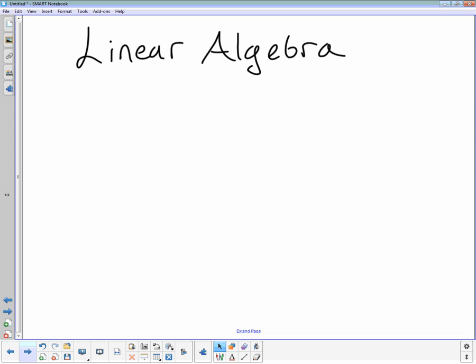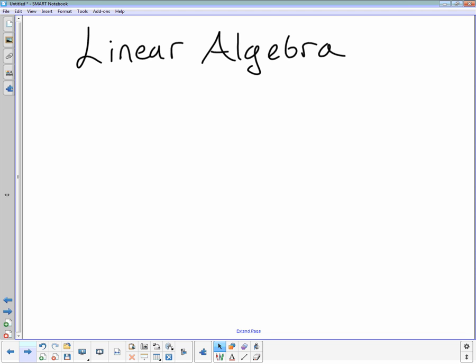Elementary algebra is what you've already learned how to do. Okay, you learned how to move x's around, solve for a variable, blah, blah, blah, right? An algebra is a system of rules that act upon a set of objects in a certain way.